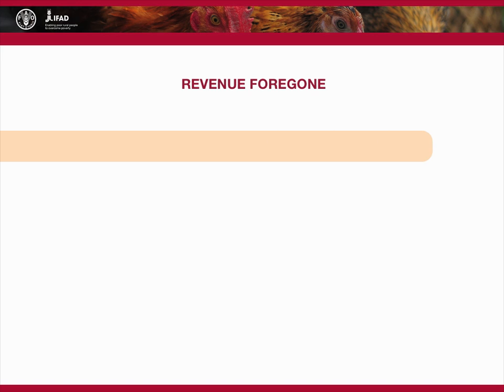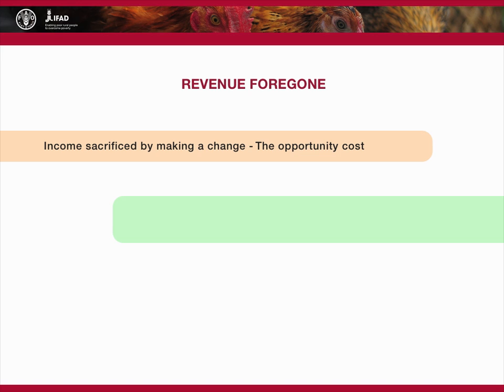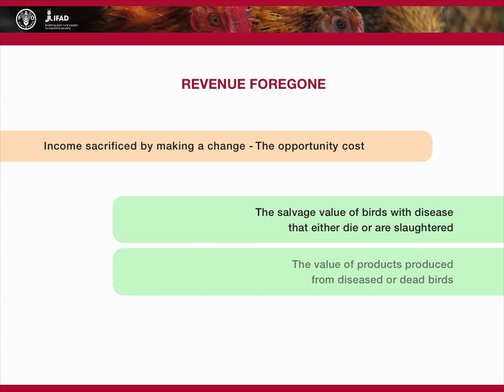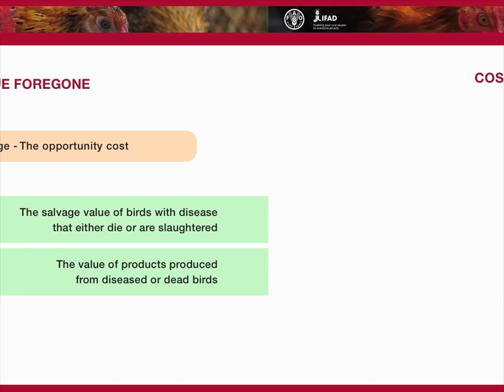Revenue foregone is the income sacrificed by making a change. It relates to the opportunity cost of the change. Examples of revenue foregone for an animal health intervention are the salvage value of birds with disease that either die or are slaughtered, and the value of products produced from diseased or dead birds, such as eggs from sick birds or feathers from dead birds.